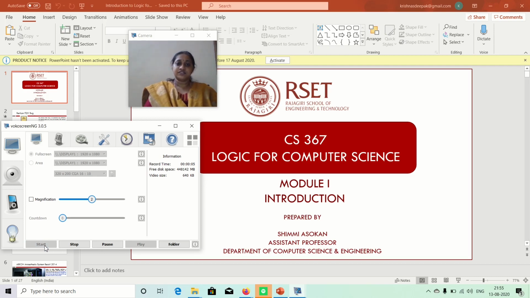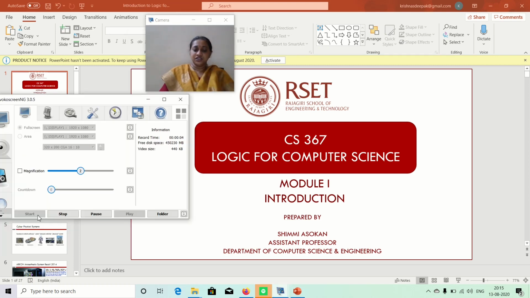I am an assistant professor in the Department of Computer Science and Engineering at Rajagiri School of Engineering and Technology. This presentation is to introduce the course Logic for Computer Science. It's a course which is included in the curriculum for the BTech program in Computer Science and Engineering by Dr. APJ Abdul Kalam Technological University. And this particular course is offered as an elective during the 5th semester.